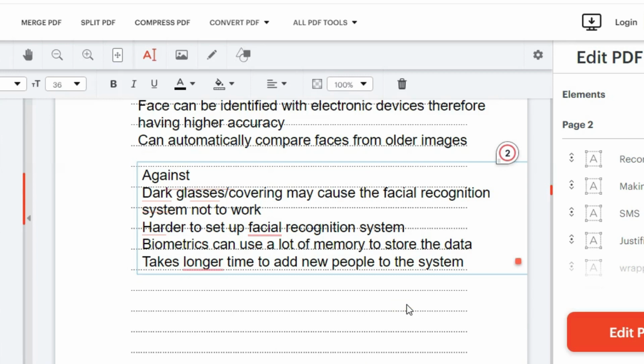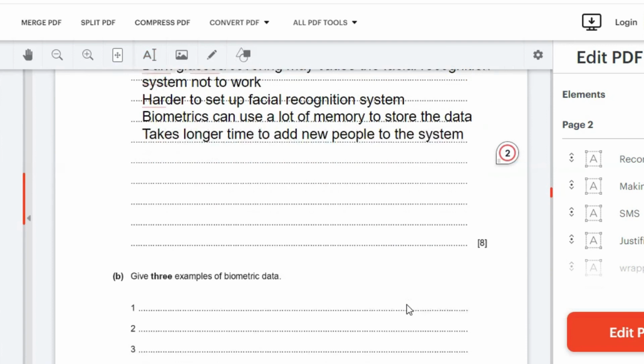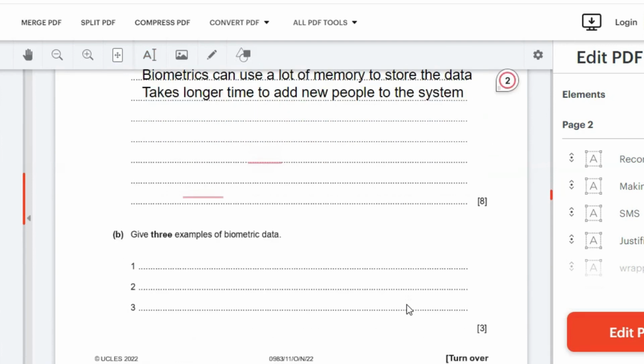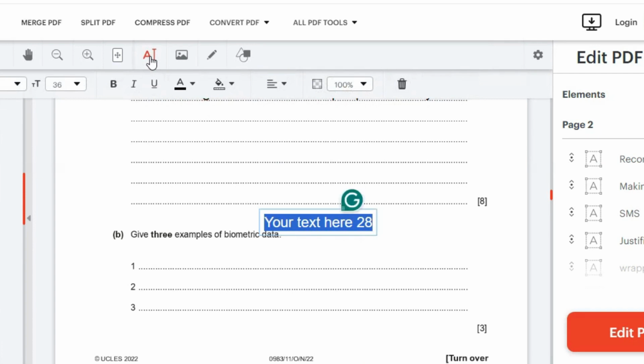All right, so let's go on. Moving on now to question number 6B. We are told to give 3 examples of biometric data. One, we have fingerprints. You know your fingerprints, your phone, some Android phone, you ask, put biometrics, and it will ask for your finger. So fingerprints is an example of a biometric.